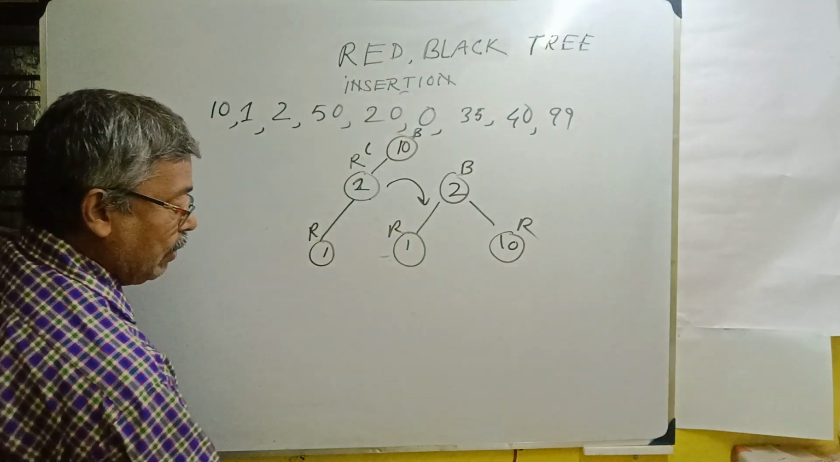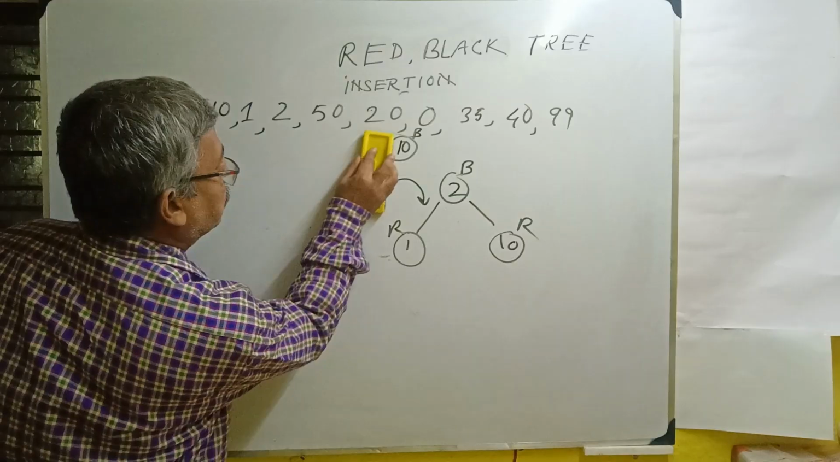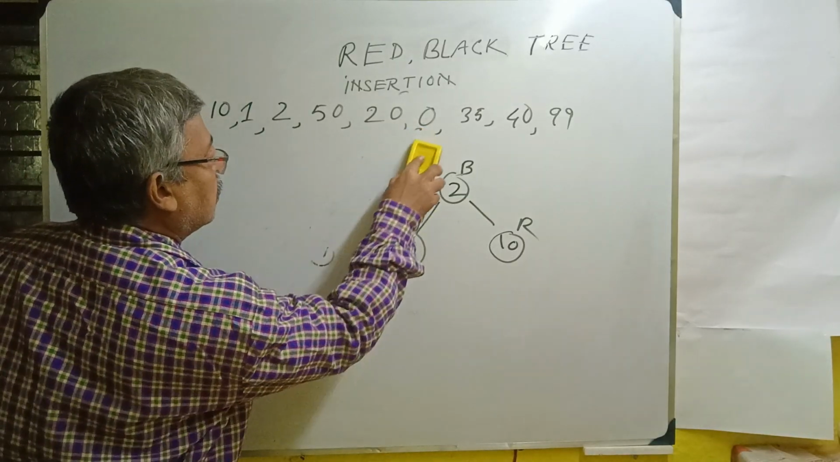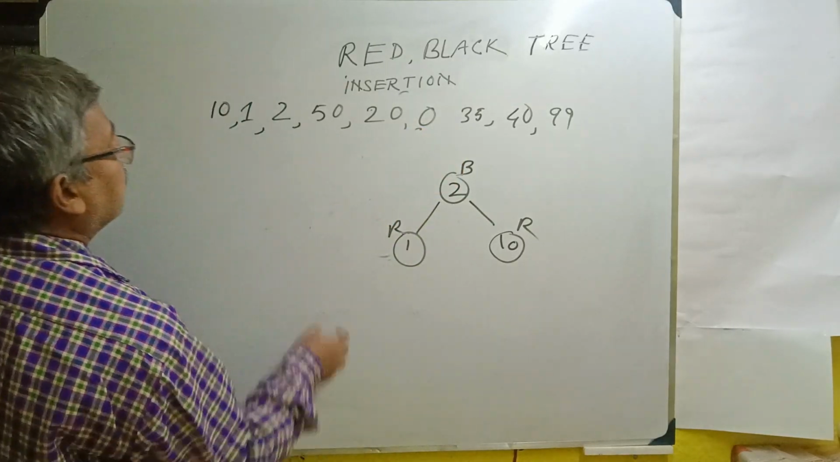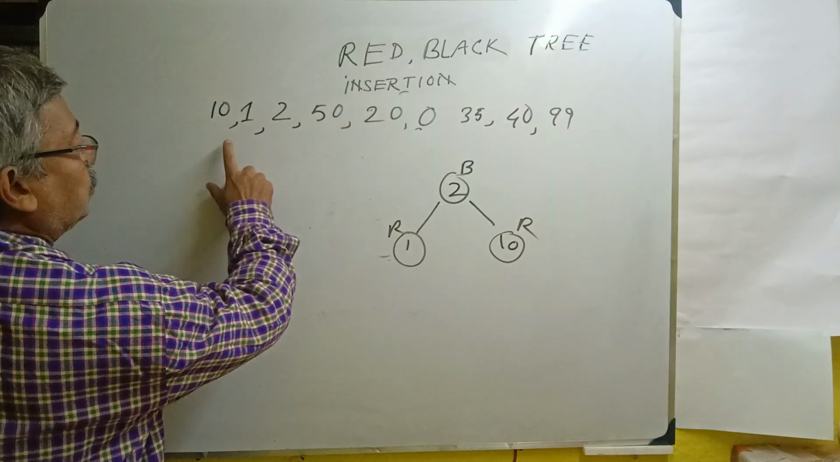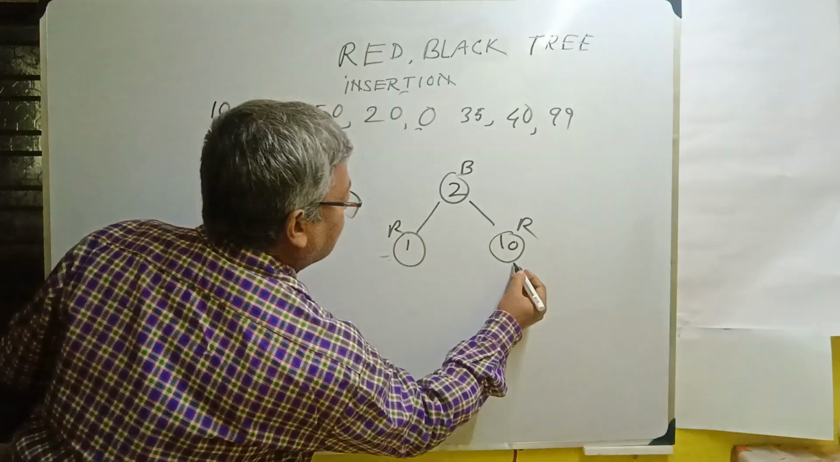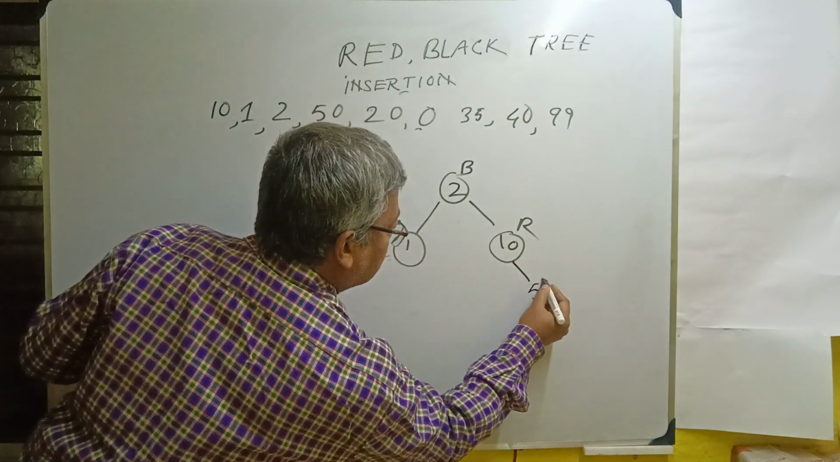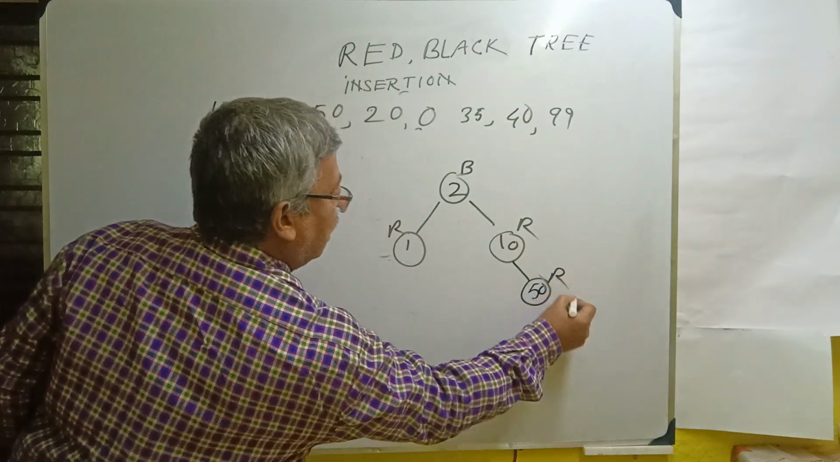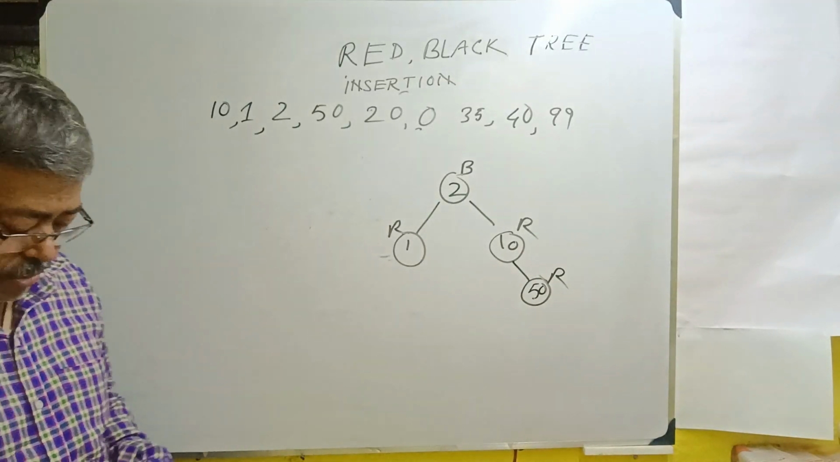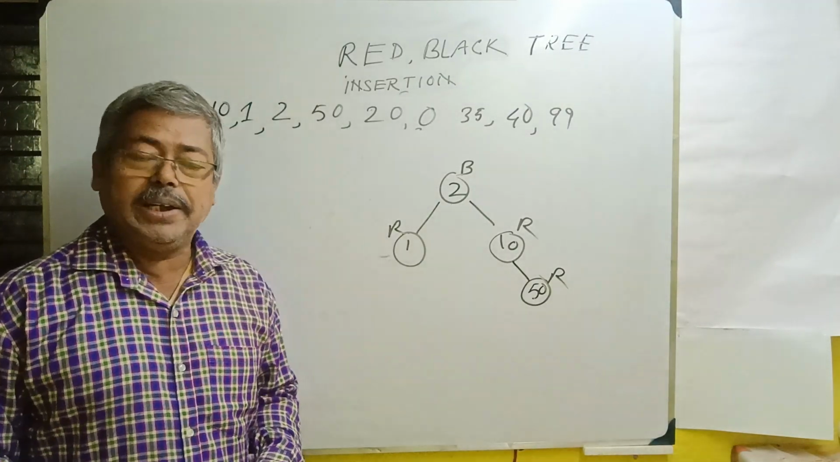Okay. Now I am inserting the next node. The next node, that is 1, 2, or 10 already inserted. 50. 50 is greater than 10. Okay, it takes this position with a red color. 50 and the color will be red.